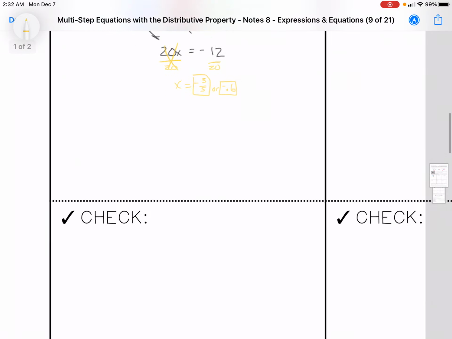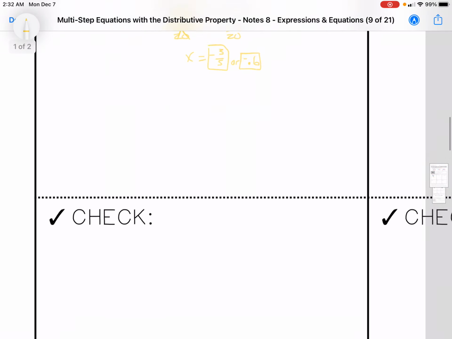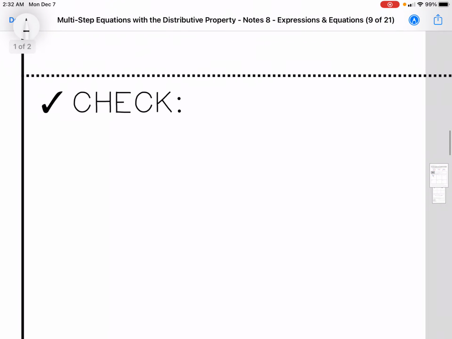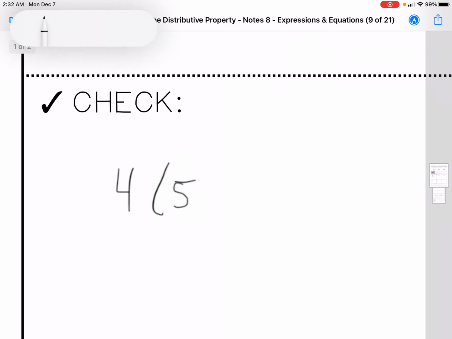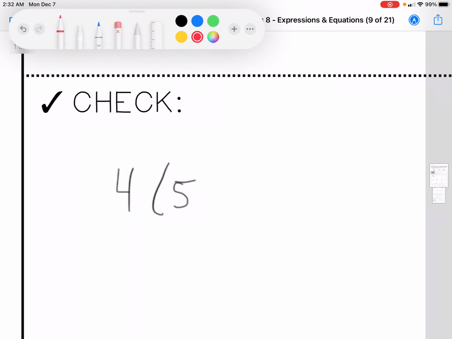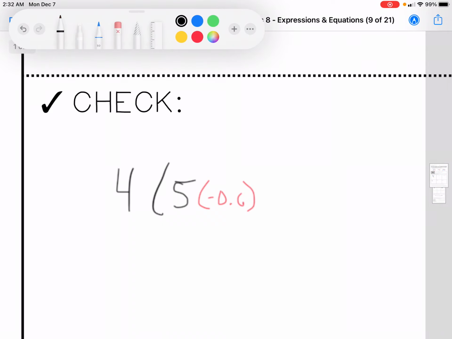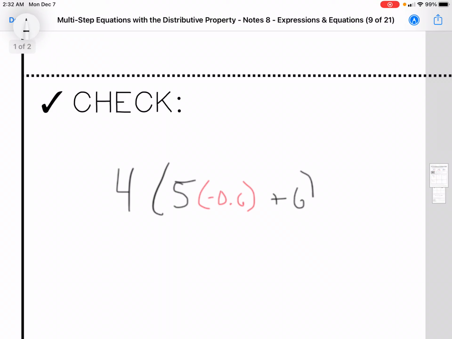To check your answer down at the bottom, you would have put in, so let's go back. So you would have took 4. Where's x? It would have been right here beside 5. So you would have wrote your answer. Negative 0.6 plus 6. Close your parentheses.